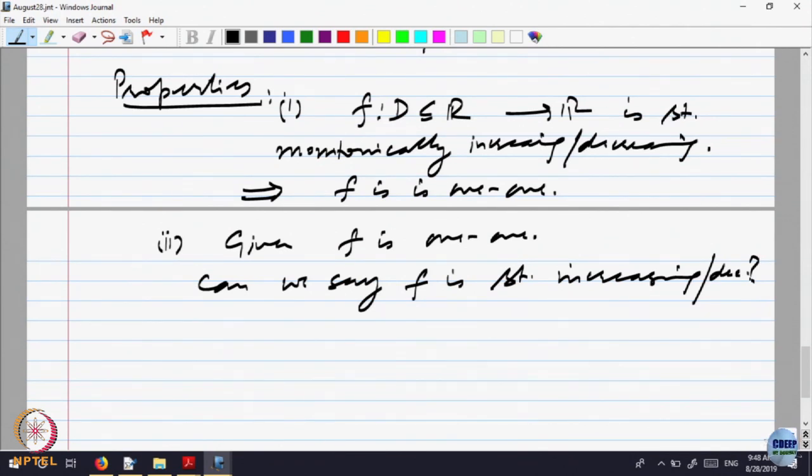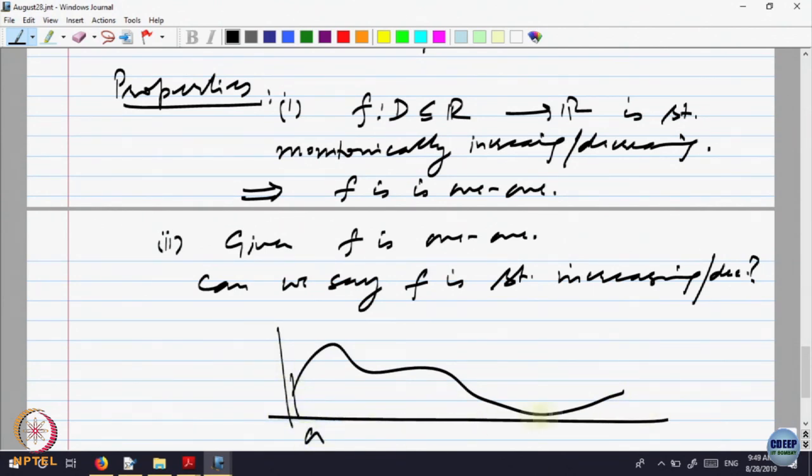Obviously not. Many examples. Look at y equal to x square, for example. Or any function could be anything, 1-1. The graph could be a weird function. So, this is the graph of the function, say on the interval a to b. It is 1-1. Every horizontal line cuts the graph only once. Geometrically it is 1-1, but it is not increasing or decreasing, okay? You can make it more complicated, change the graph to something else. Anything is possible, 1-1, but still it is not monotonically increasing or decreasing.